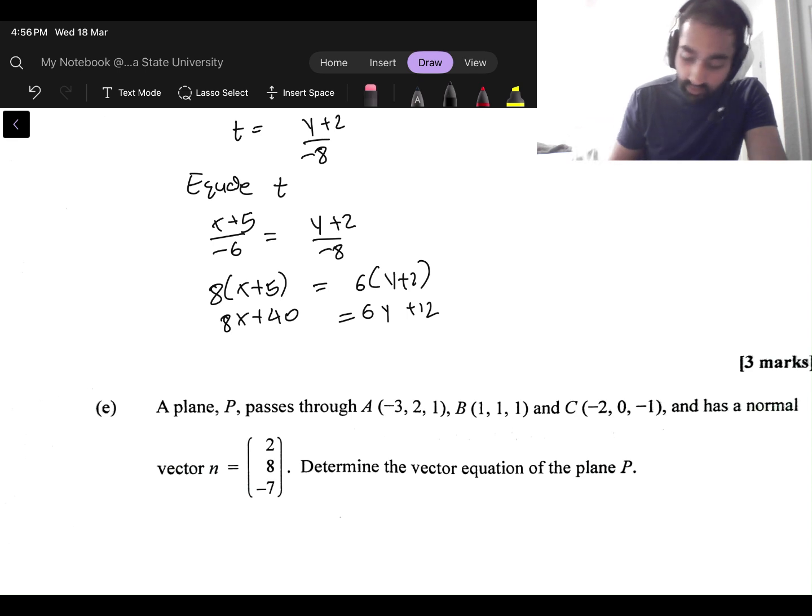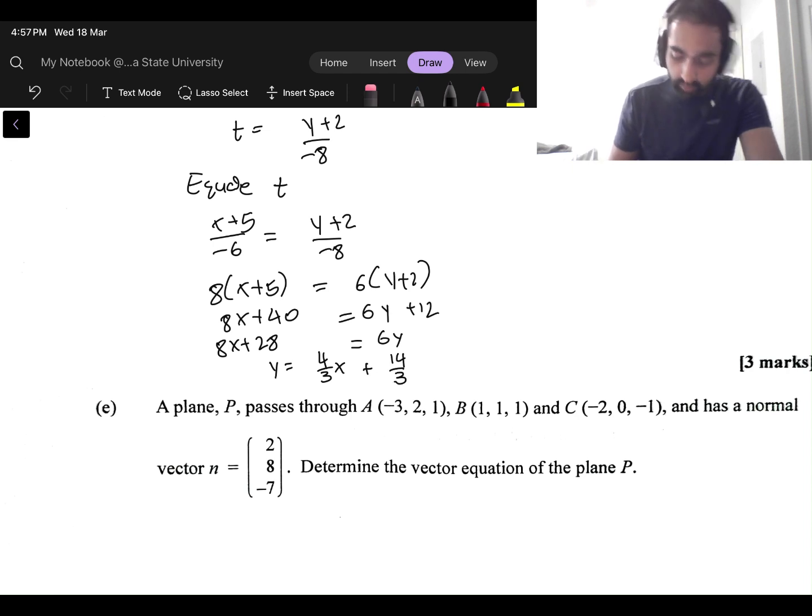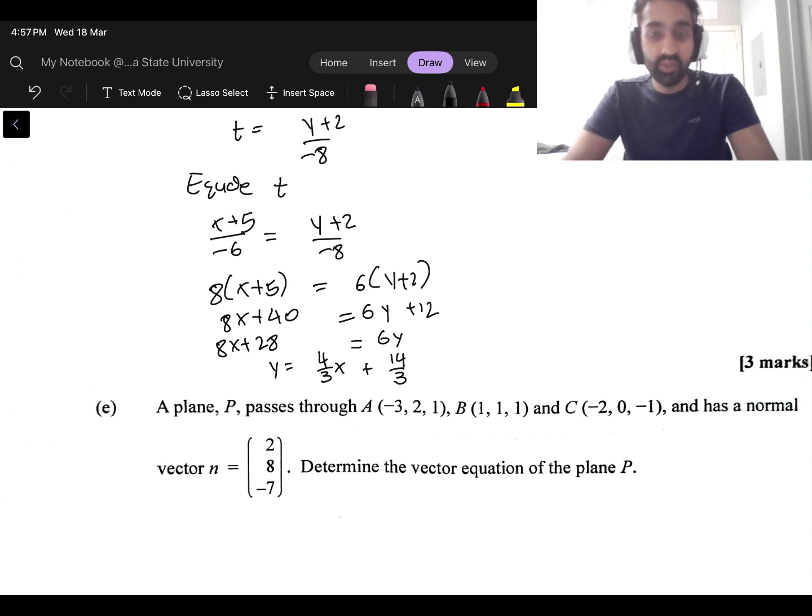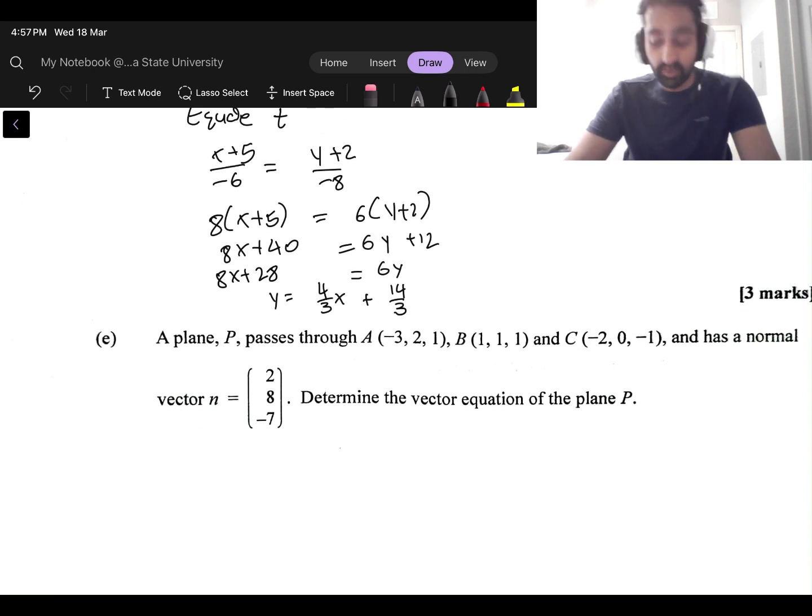And if you want to, let's get y in terms of x. I'll get 6y is equal to 8x plus 28. So then y would be 4 over 3 x plus 14 over 3. You could have left it in the form from before if you wanted, but I say just put y in terms of x. That's definitely a Cartesian equation.